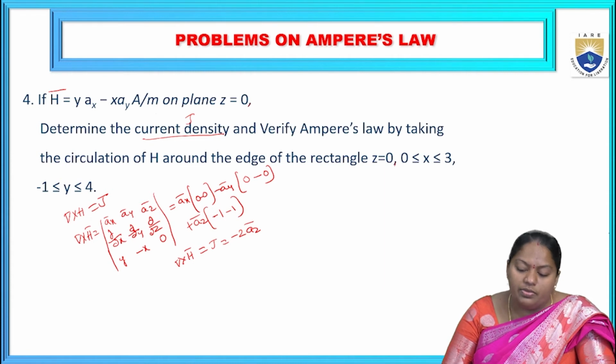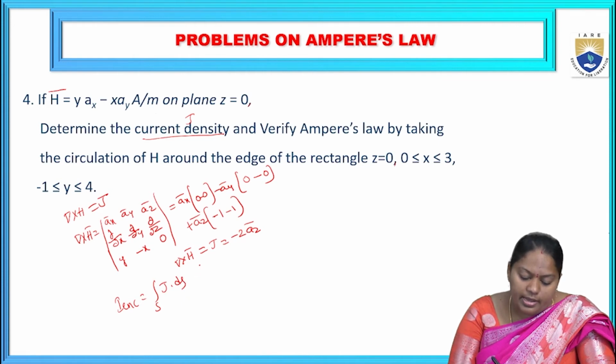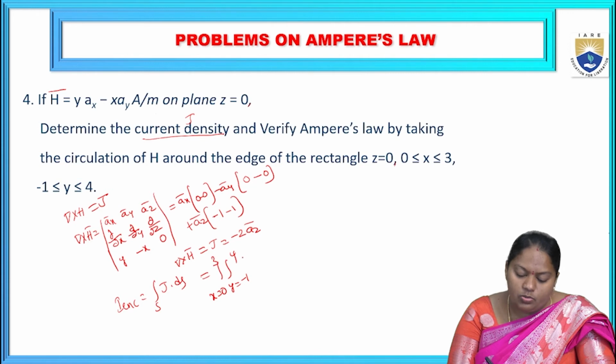In order to verify Ampere's circuit law, we need to find here I enclosed is equal to integral S J dot ds, where this J value is given as integral x equal to 0 to 3, y equal to -1 to 4, and J value to be obtained as -2 into az.